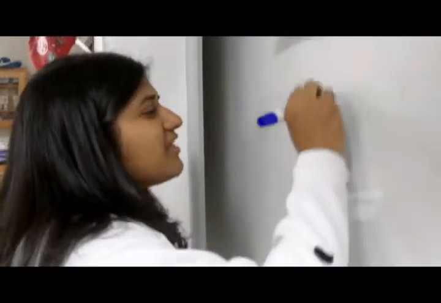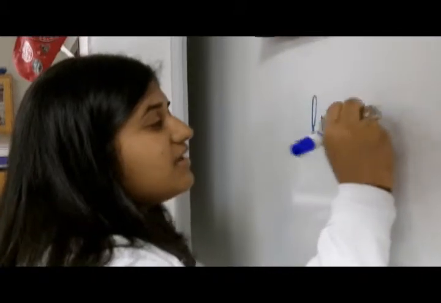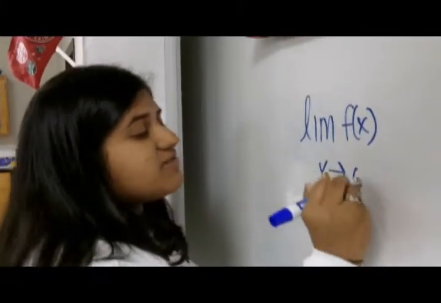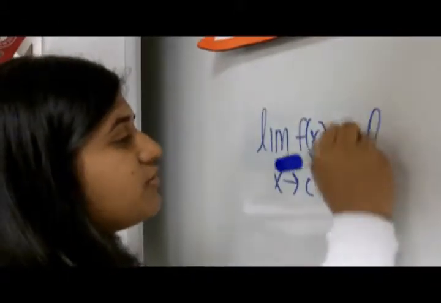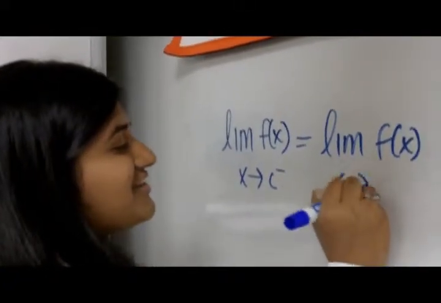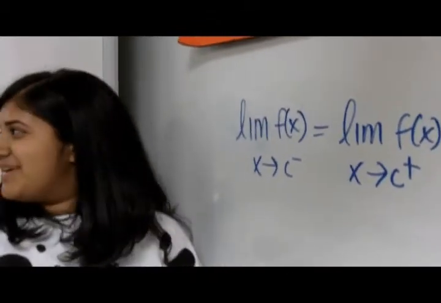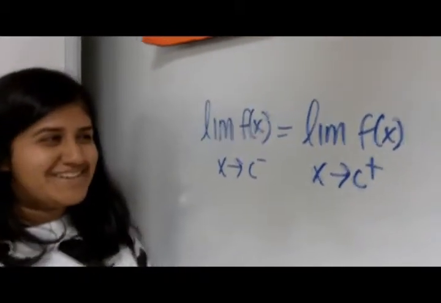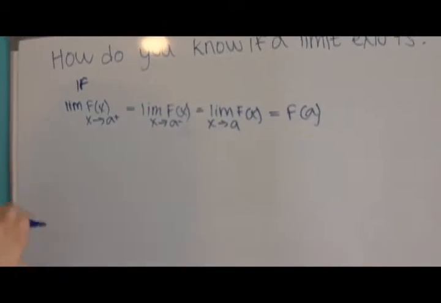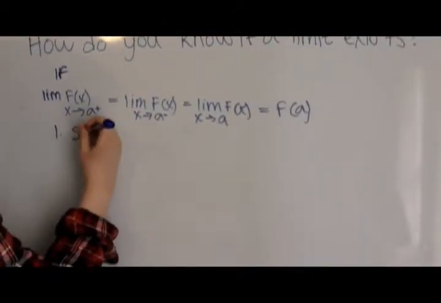I was trying that and I don't think that's right. I think the right answer is if the limit of f of x as x approaches c from the left is equal to the limit of f of x as x approaches c from the right, then the function is continuous at that point. The ways that you can figure this out: first, by simplifying.